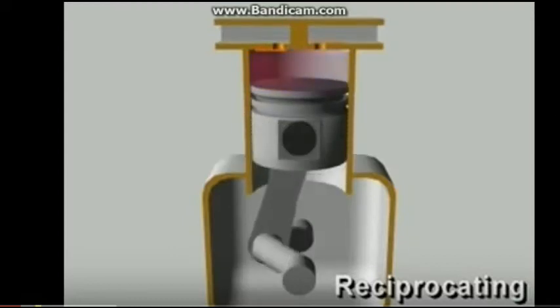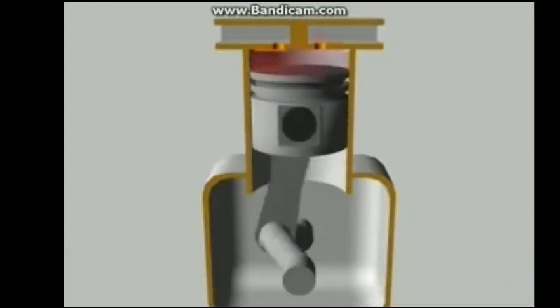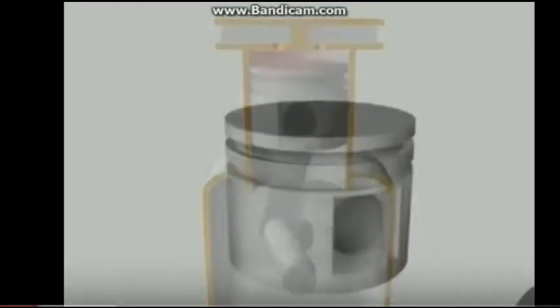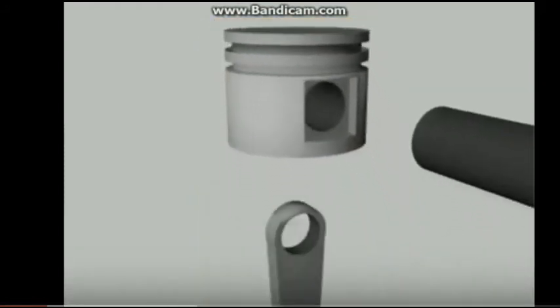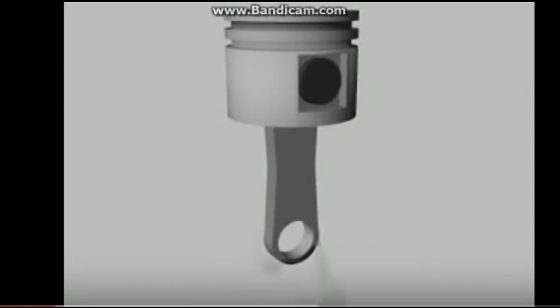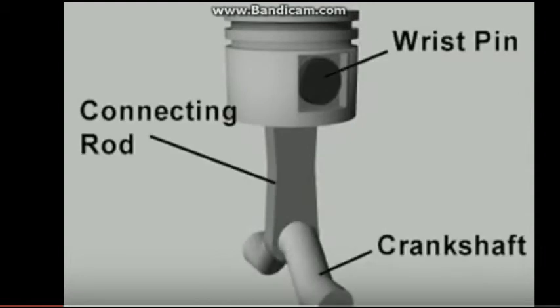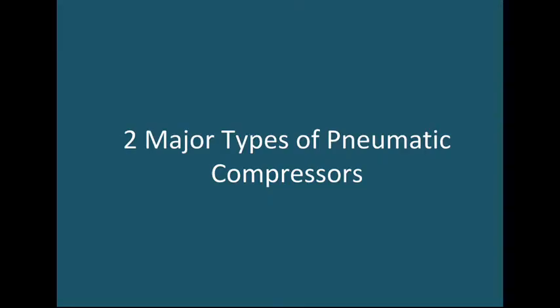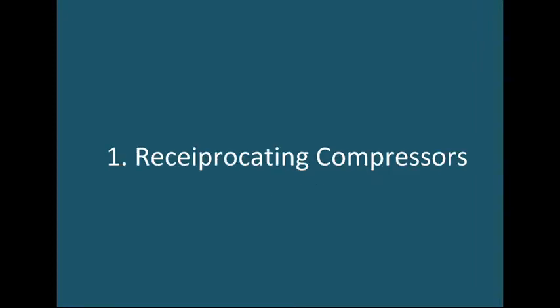Compressor. An air compressor is a device that converts power using an electric motor or an internal combustion engine into potential energy stored in pressurized air. There are two major types used for pneumatics. The first type are reciprocating compressors.